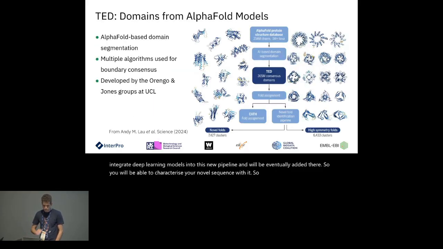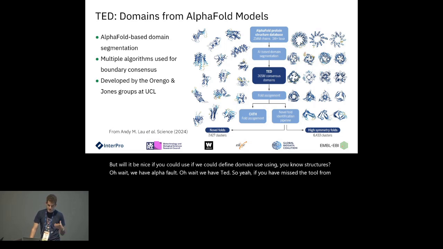So far I've talked about predicting annotation using sequence-based methods. But would it be nice if we could define domains using structures? Oh wait, we have AlphaFold. Oh wait, we have TED. If you missed the talk from Nicola earlier, TED is this great method that uses different domain boundary detection methods on top of the AlphaFold predicted structures to define consensus domains.